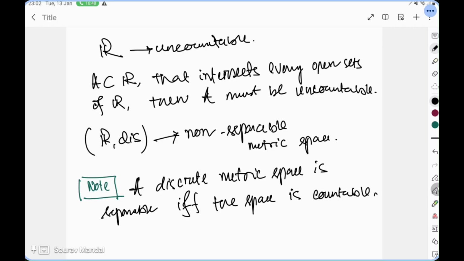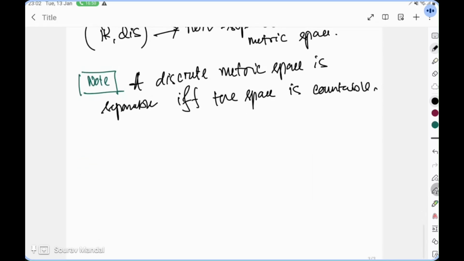Okay. Now, why should the space be a countable space? Because the only dense subset in that space is X itself. So that's why the space should be a countable space.